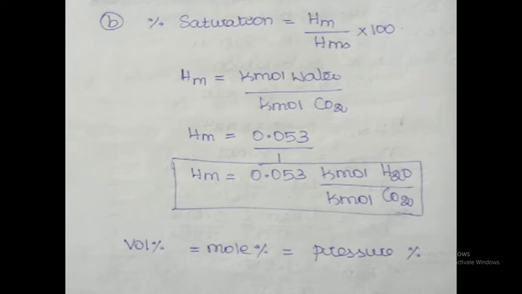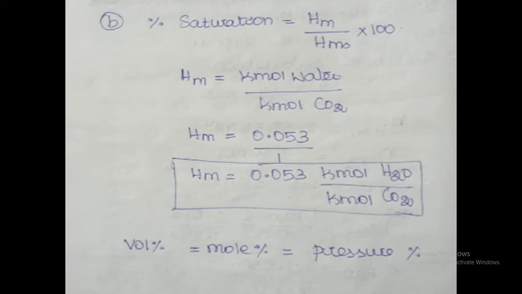Another one is from absolute molar humidity. Your choice: you can choose any one method to calculate percentage saturation. Here percentage saturation is equal to HM divided by HMS into 100. So this is from absolute molar humidity. So what is the HM? Absolute molar humidity formula: kilomole of water divided by kilomole of carbon dioxide.